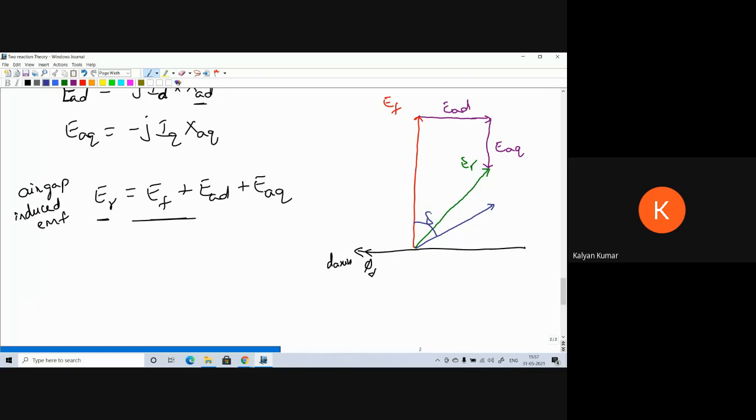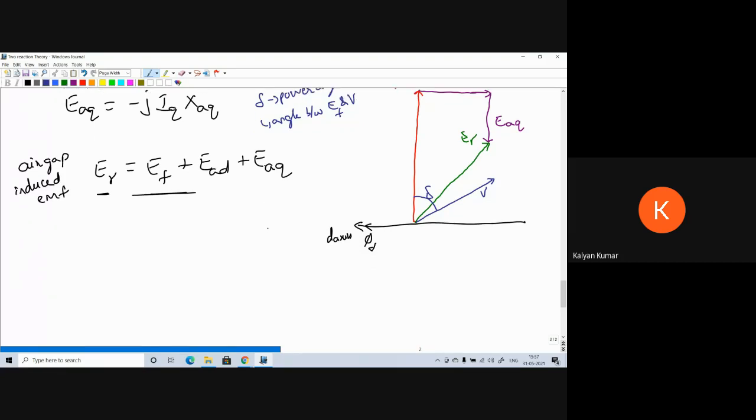Delta is called the power angle. It is the angle between Ef and V: the load angle or power angle.